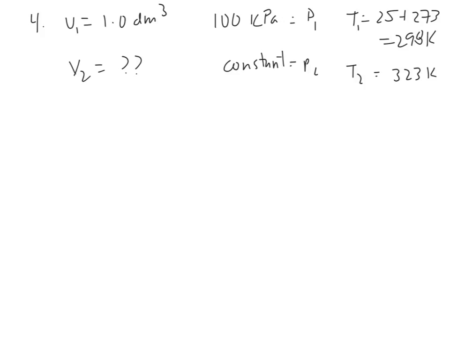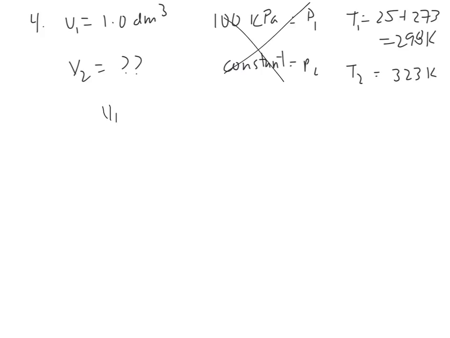So question number 4, I've written down the information they've given: 1 decimeter cubed of an ideal gas at 100 kilopascals and 25 degrees, which converts to Kelvin as 298, is heated to 50 degrees or 323 Kelvin, at constant pressure, so pressure is really a non-factor here. What's the new volume? So we can use the combined gas law and just ignore P, or you could think of it as being Charles' law.